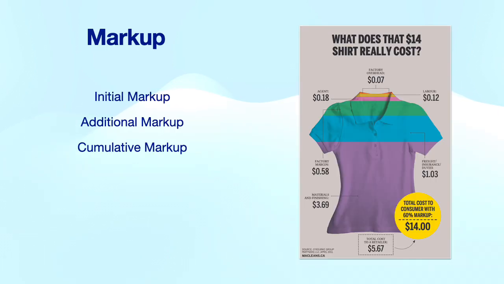Retail pricing. A retailer must price its merchandise at the right price so that it can entice customers to buy while also covering its profit goals. Since retail prices become net sales, the higher the retail price, the higher the gross margin and the net profit. So let's talk about markup. You have your initial markup, your additional markup, and your cumulative markup.